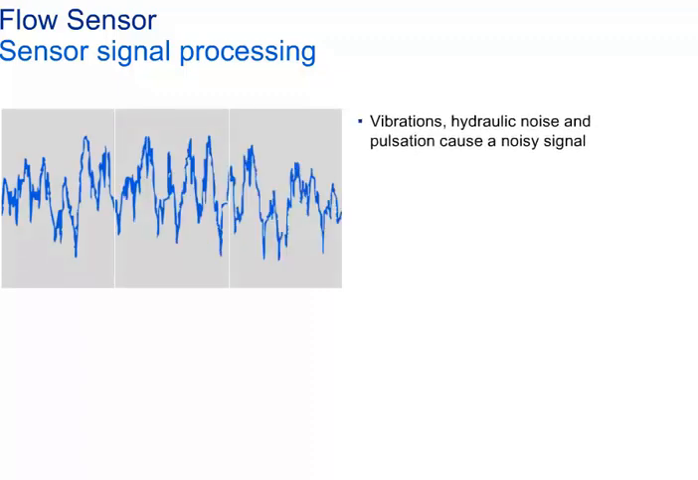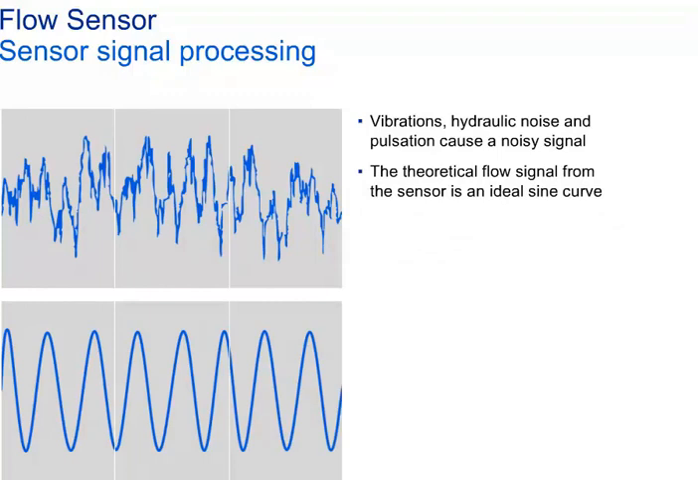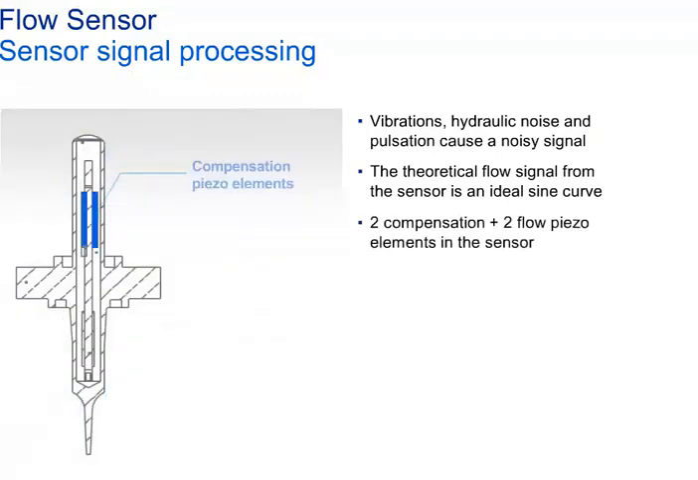Vibrations, hydraulic noise, and pulsation are always present in the pipe and have to be overcome. The flow signal detected by the sensor is therefore not an ideal sine curve, as in the theory. Intelligent sensing algorithms in the electronics have to distinguish between the two elements, the noise and the real flow signal. To achieve this, ABB implemented two compensation piezo elements in the sensor in addition to the two flow piezo elements.